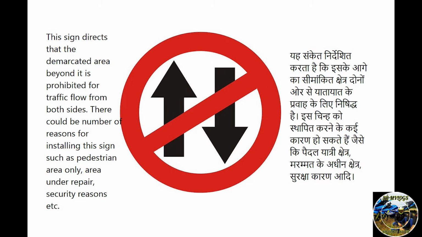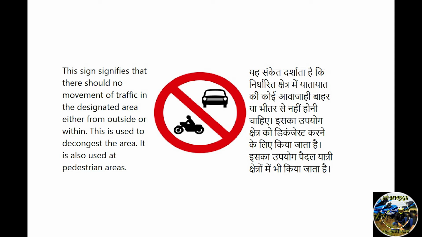This sign directs that the demarcated area beyond it is prohibited for traffic flow from both sides. There could be a number of reasons for installing this sign, such as pedestrian area only, area under repair, security reasons, etc. This sign signifies that there should be no movement of traffic in the designated area either from outside or within. This is used to decongest the area. It is also used at pedestrian areas.